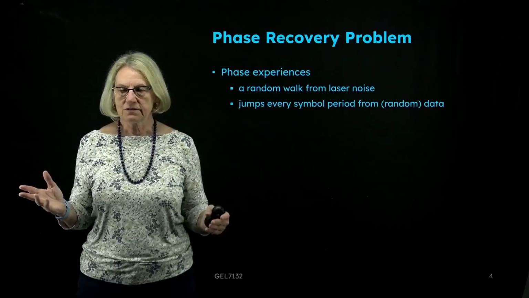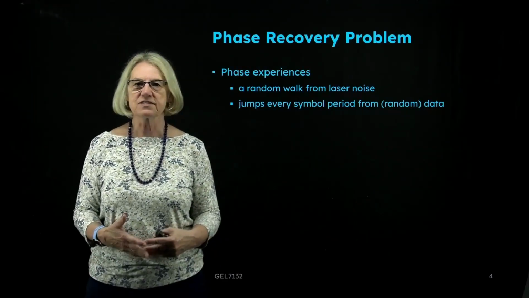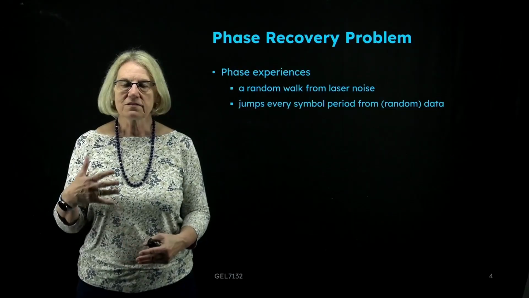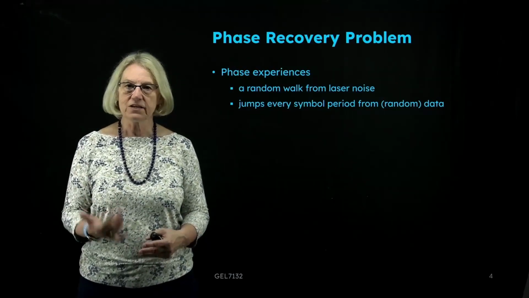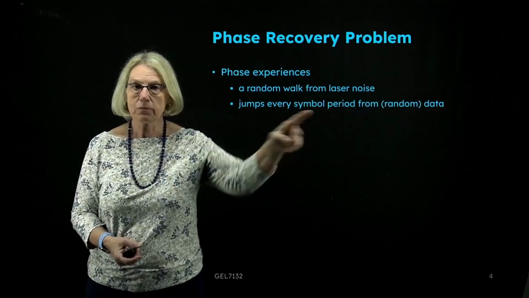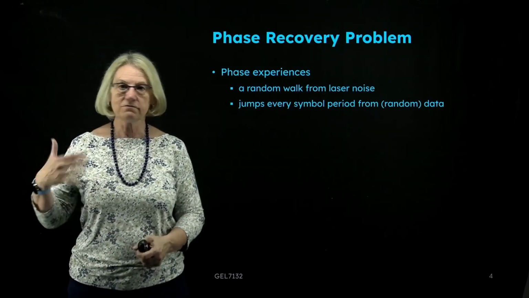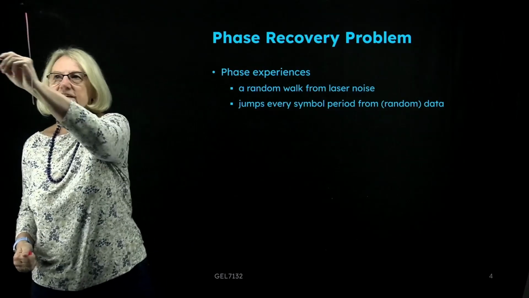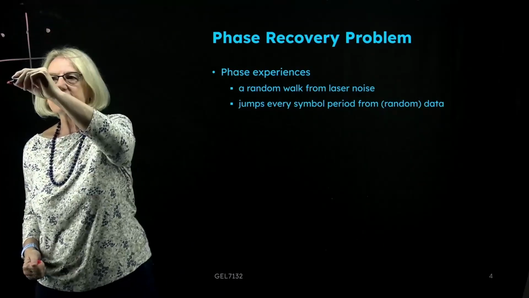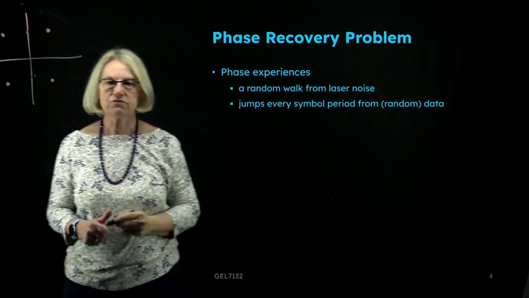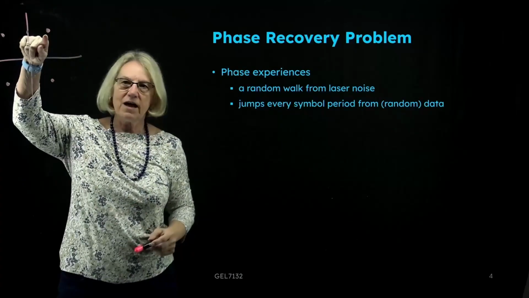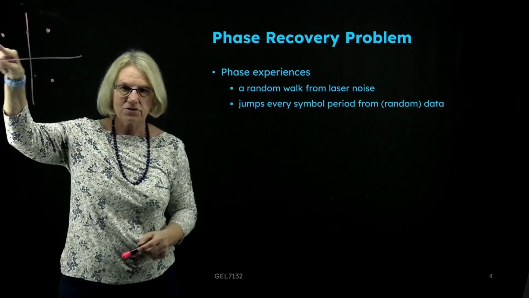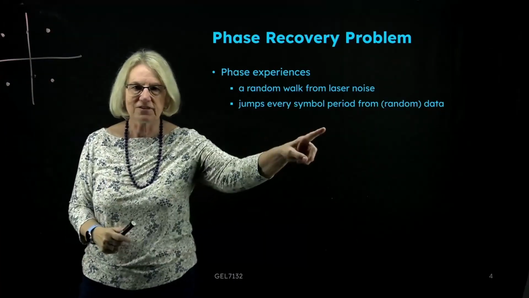So as we discussed previously, phase experiences a random walk from the laser phase noise. But the signal is also being modulated with data, so it jumps every symbol period. It jumps from one data position to the next data position. So I have this QPSK modulation format, and I might be at this for one data point, and then I'll jump here. And then the next one I might jump here. So I'm making these big jumps with the data every symbol period.